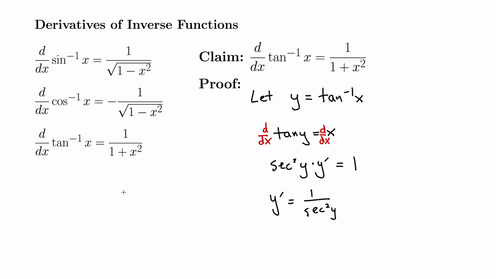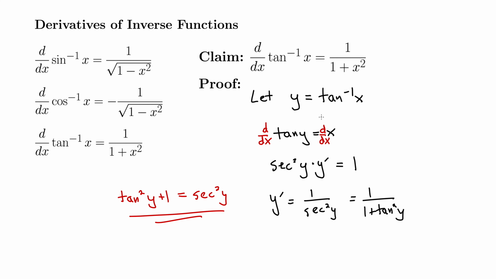But we have a trig identity. If you recall, tan squared y plus 1 equals secant squared y. We're used to seeing this with x's, but it works the same if you put in y or theta or whatever. The trig identity still holds. So plugging that in gives 1 over, I'll write it as 1 plus tan squared y.